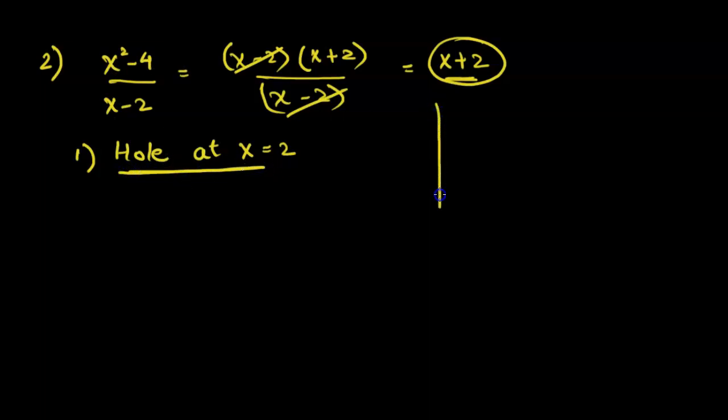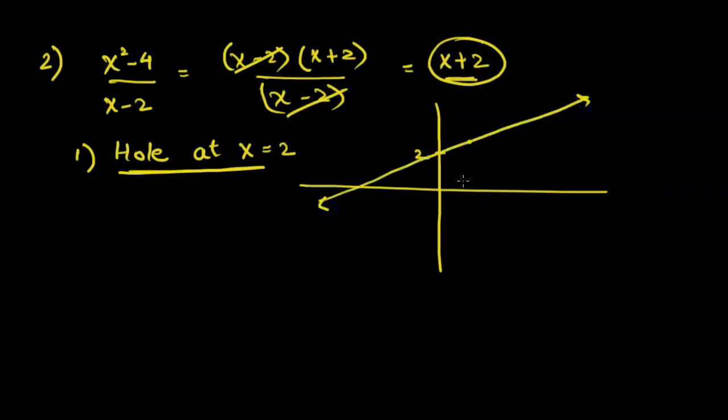If you're asked to make this into a graph, then we just make a straight line graph of x plus 2. So if this is 2, this is rise over run. This is how the graph is going to look with a hole at x equal to 2. And that's it. We're done with this type of question. If you're asked to write the characteristics, we'll write them, mentioning a discontinuity at the hole.